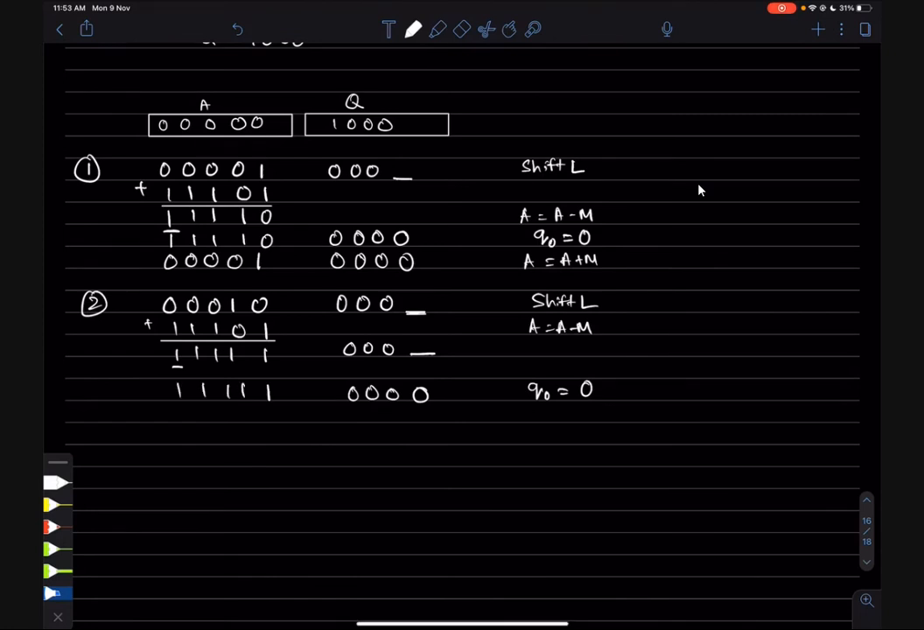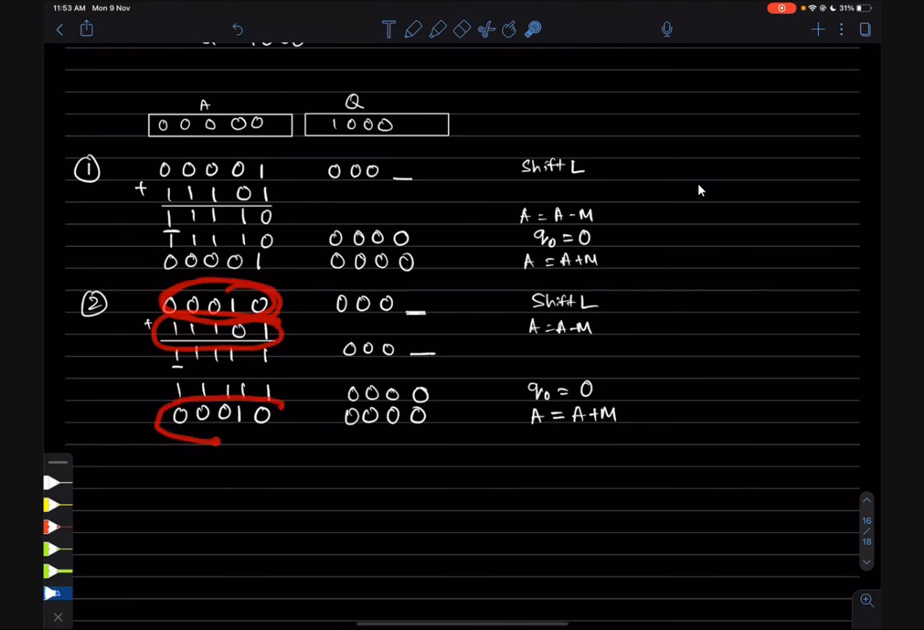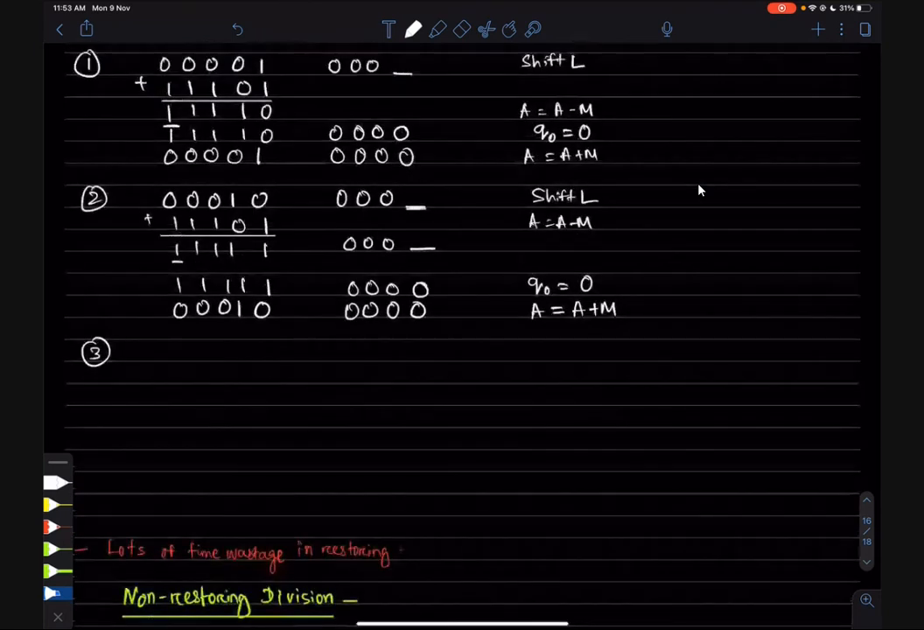Then next we have to restore the operation: a is equal to a plus m. So we will get our original a value, that is this one, 0 0 0 1 0, because we had done 0 0 0 0 and added it with minus m. Now we have added plus m, and we get the original value, that is 0 0 0 1 0. Okay, so we have restored the operation. Now our second cycle is over. Now we'll go for the third cycle.